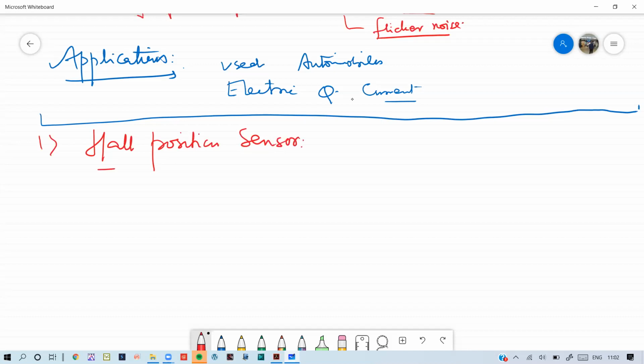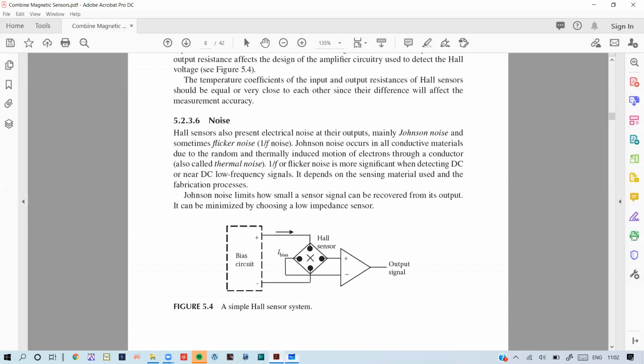Hall position sensor. It senses a change in the position of some object. That means whenever there is a change in the position of an object, a Hall sensor senses that. That is how it can be used. That is why it's called a position sensor. And how it is done, can you see this? Sorry.